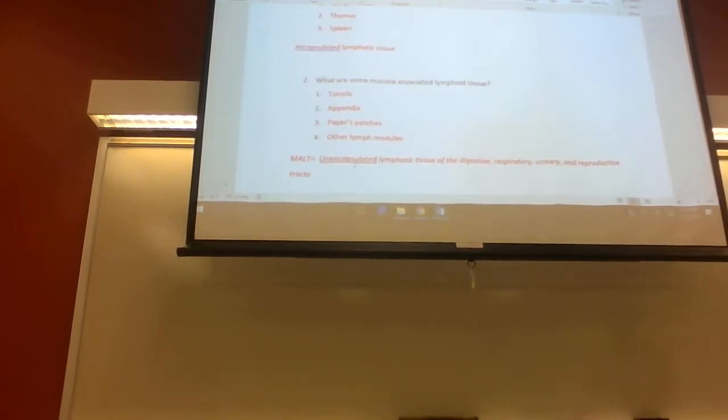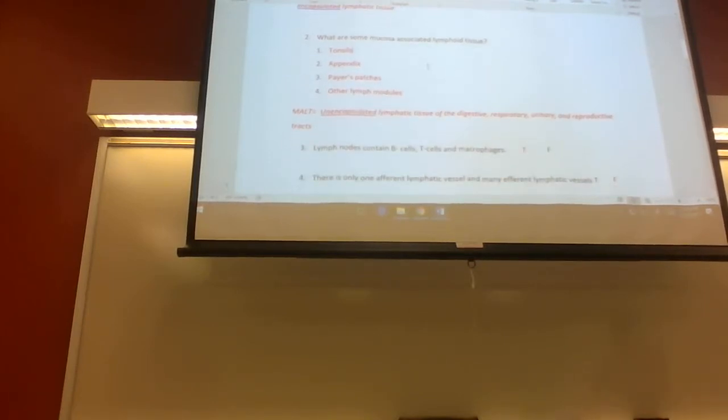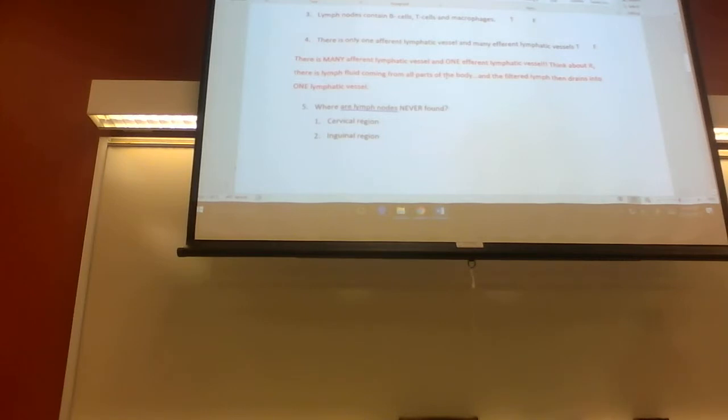Then you have your Peyer's patches, which are in your digestive system, and other lymph nodules throughout. So that's MALT. If you see MALT, it's talking about the lymphatic tissue that doesn't have a capsule on it. It's not talking about a drink or something, though malts are good. Lymph nodes contain B cells, T cells, and macrophages. This is true.